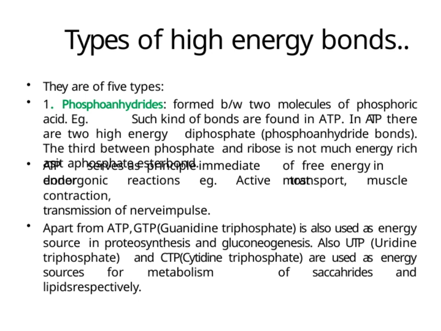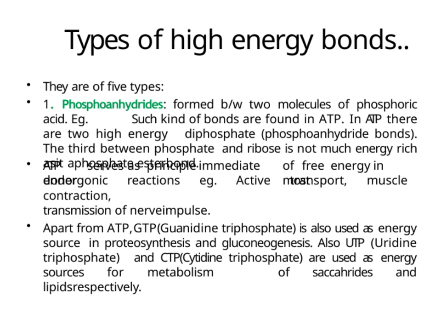Now, regarding free energy, ATP serves as the principal immediate donor of energy within cells. It's like the cell's primary currency for energy transfer. There are 5 main types of high-energy bonds in molecules like ATP. The most important ones are phosphoanhydride bonds, which are formed between 2 molecules of phosphoric acid. For example, in ATP, these are the 2 high-energy diphosphate bonds.